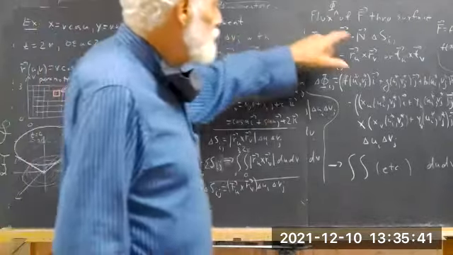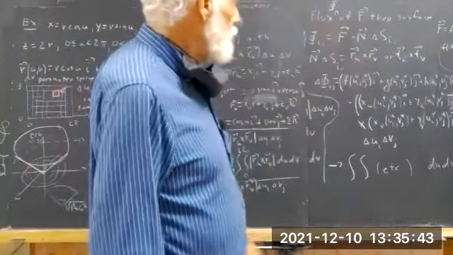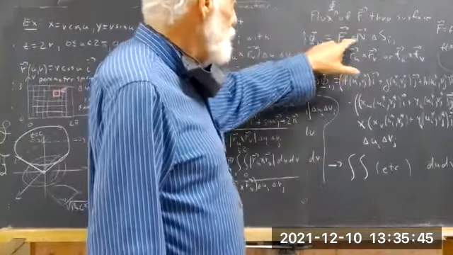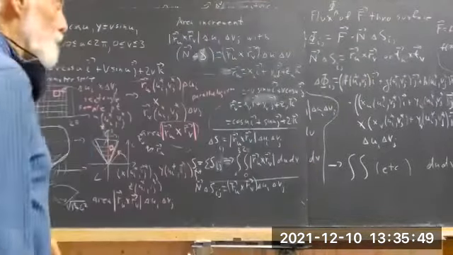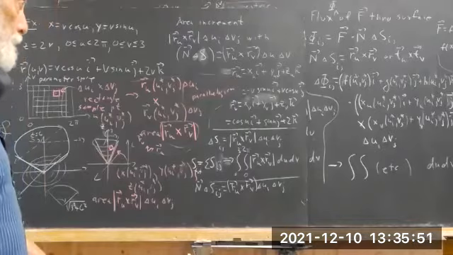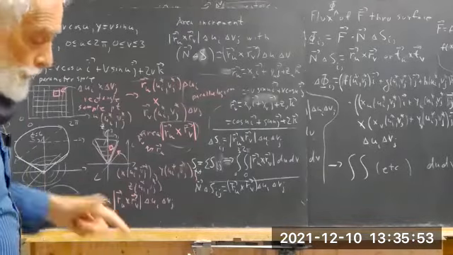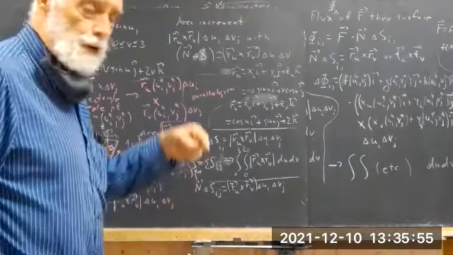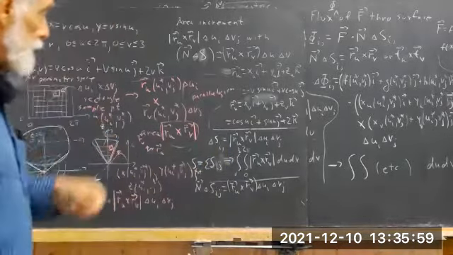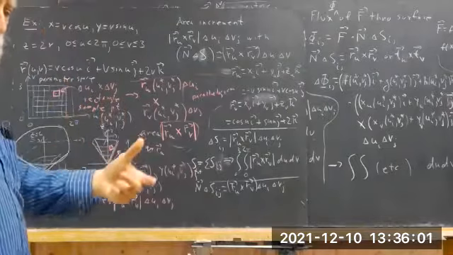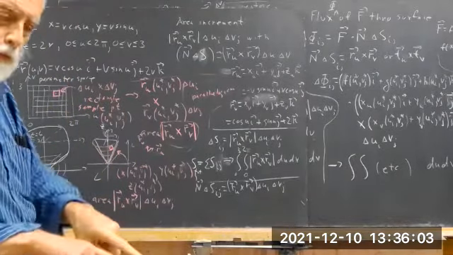And the flux of the vector field F is just F dotted with that normal vector. The normal vector has direction perpendicular to the surface and a magnitude equal to the area of the surface.